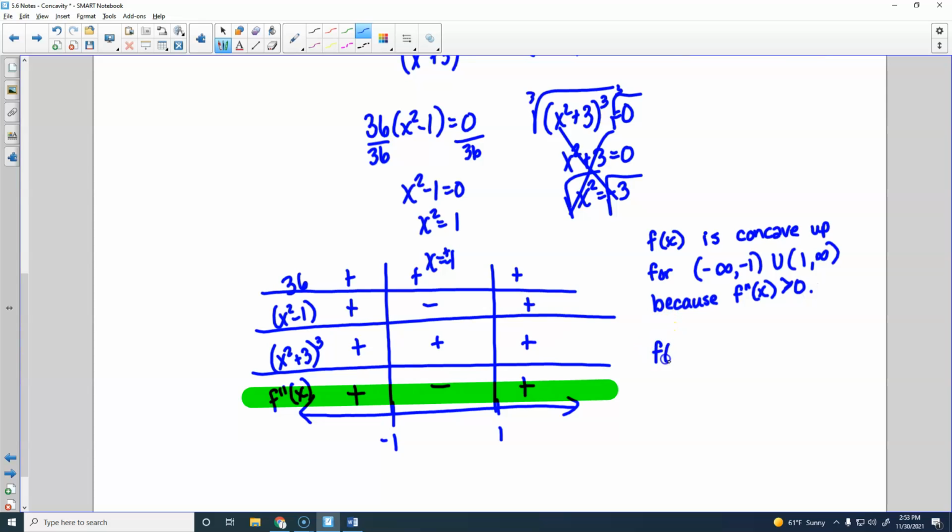And then we'll say f of x is concave down for negative 1 to 1, because f double prime of x is less than 0.